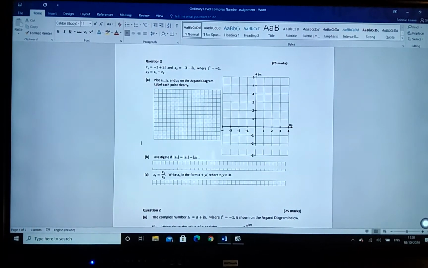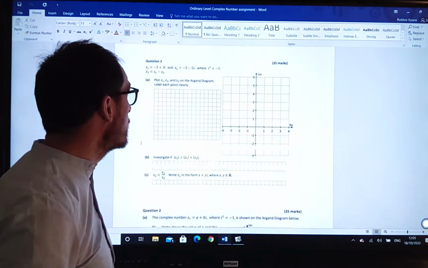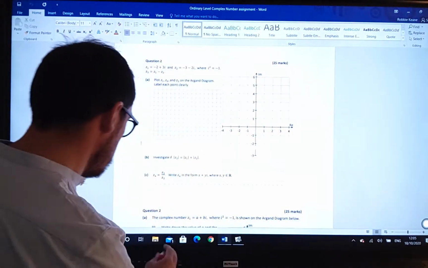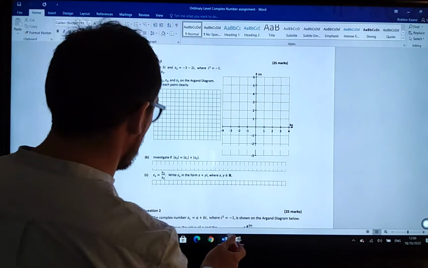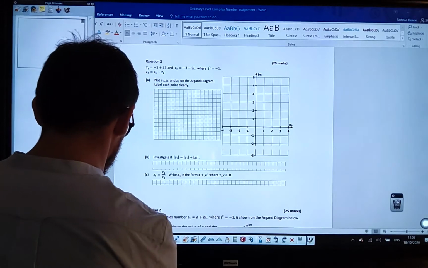So I'm just going to run through the ordinary level maths assignment for complex numbers that I gave you. And if you have any queries regarding any of this, please just let me know. Okay? So we're going to start off with this question here. Now we just pop that like that. And here we go.